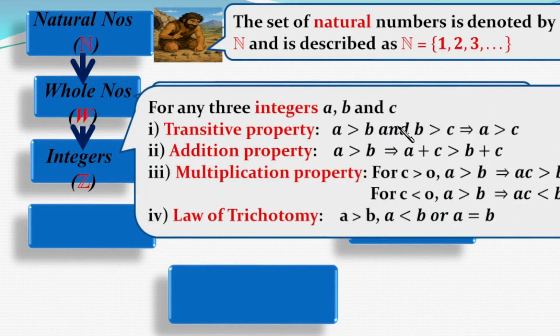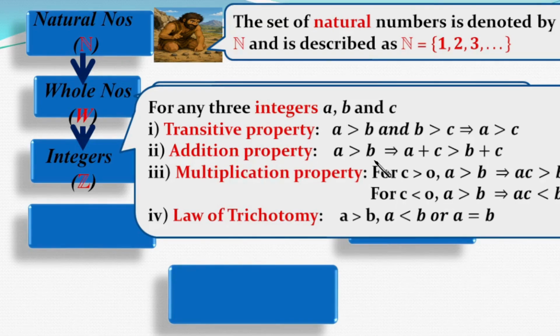For any integers a, b, c, by the way, when you say for any 3 integers, by default this property will be true for the set of natural numbers and at the same time for the set of whole numbers. The first property we have is the transitive property, which says a greater than b and b greater than c implies a greater than c. This property is always true for any 3 integers. If you know for sure a is greater than b and at the same time b is greater than c, then this implies a must be greater than c.